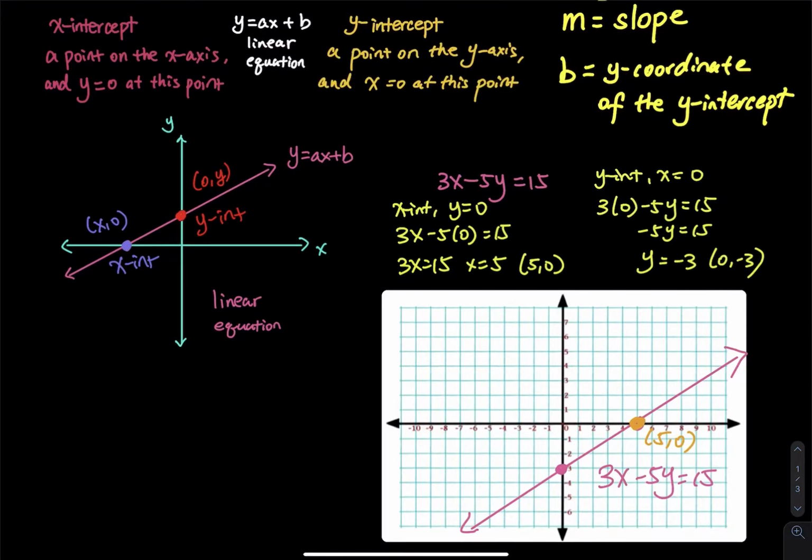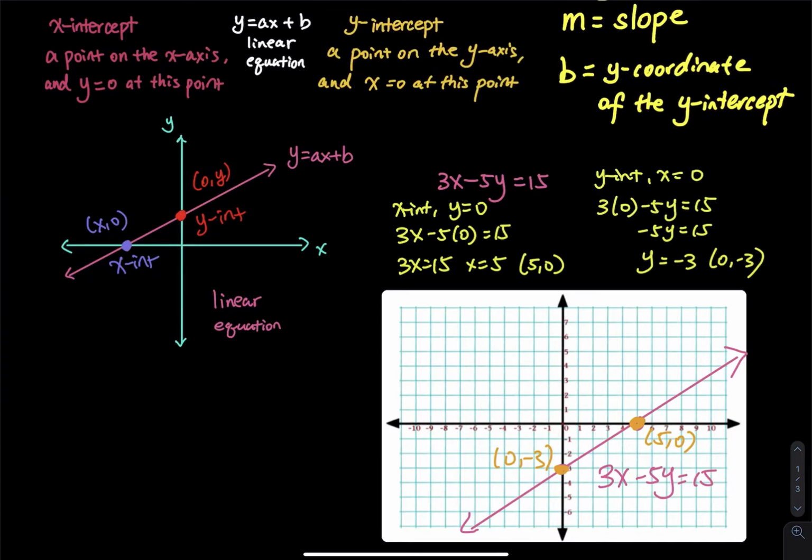So we have (5, 0), and then for the y-intercept, you let x equal 0. So you have negative 5y equals 15. Divide both sides by negative 5. You have y equals negative 3. So (0, negative 3) is my y-intercept. So you have 2 points, and then you connect these 2 points using a straight line, and extend the line to the right and to the left, and then add an arrow on each end. So that is the graph of 3x minus 5y equals 15.